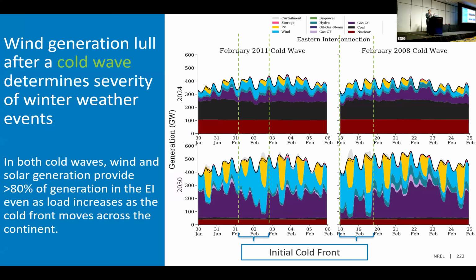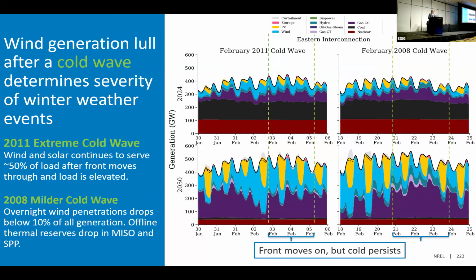During the first couple of days, as the cold is moving through and load is increasing, about 80% of all generation in these modeled systems came from wind or solar. That's huge. We're seeing wind and solar penetrations in certain regions at this level, but this is the entire Eastern Interconnection. But it's the days that follow that we have to think about a little bit more during these cold waves.